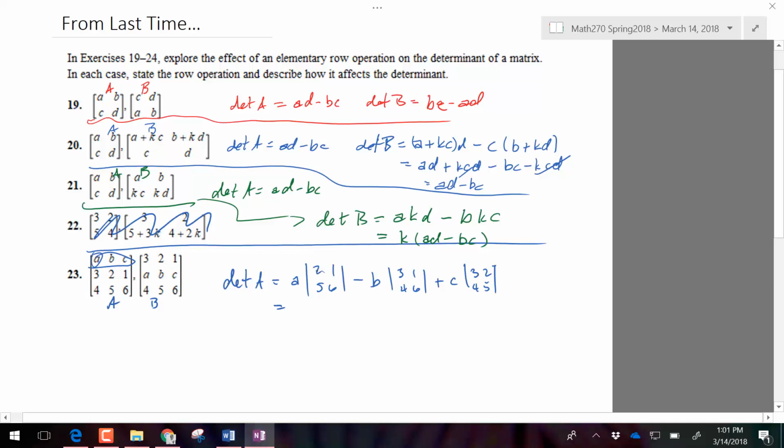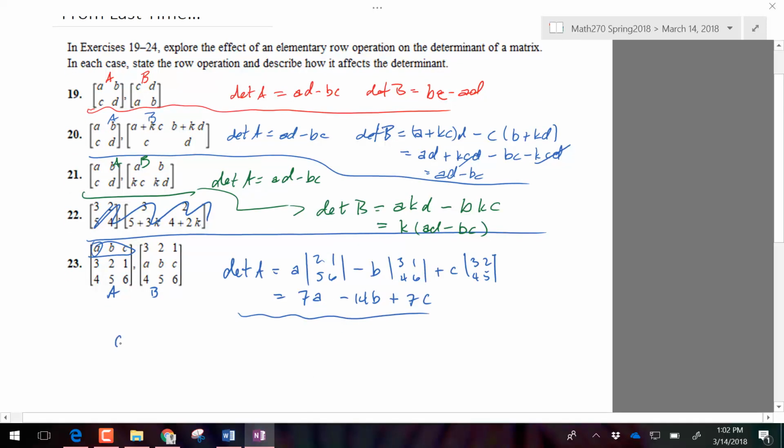So this is 12 minus 5 is 7, and this is 18 minus 4 is 14, and this is 15 minus 8, 7. Is that right? Hope so. Oh, I don't know. Let's find out.